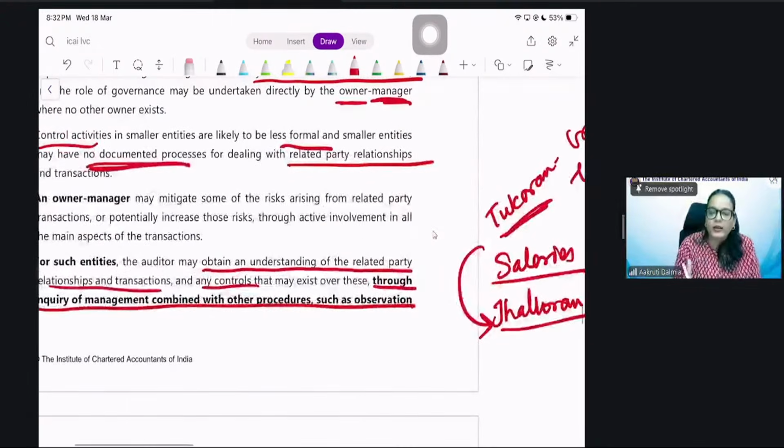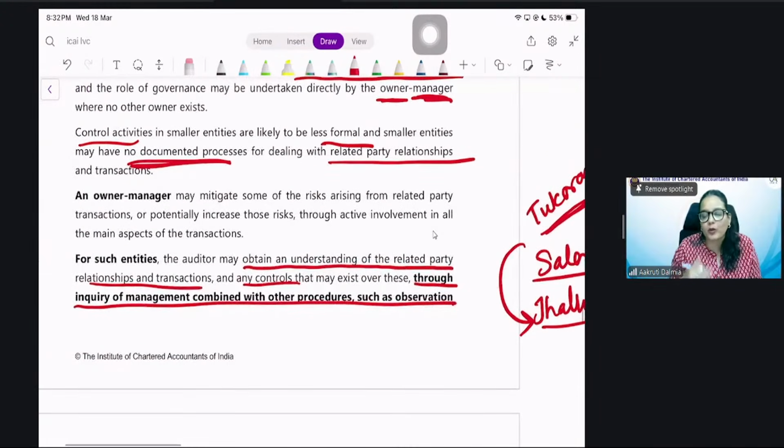So in smaller entities, it is more tricky to find related parties. In big companies, you may be able to find because they have to follow structure and they have to take approvals. There are formalities involved. But in smaller entities, you have to rely on whatever information you can obtain. And if you can't, then you just have to let it go. Okay.